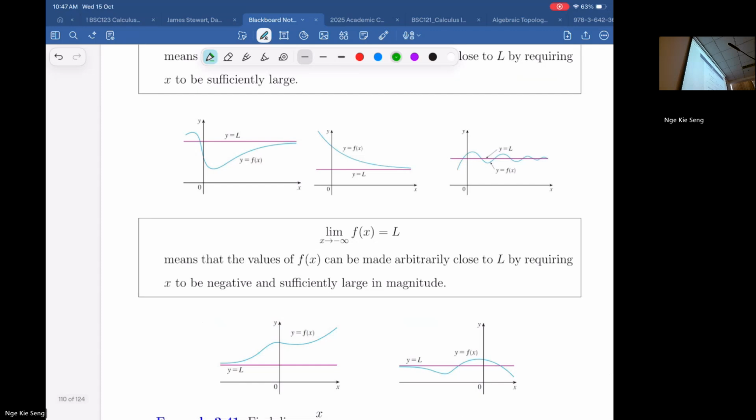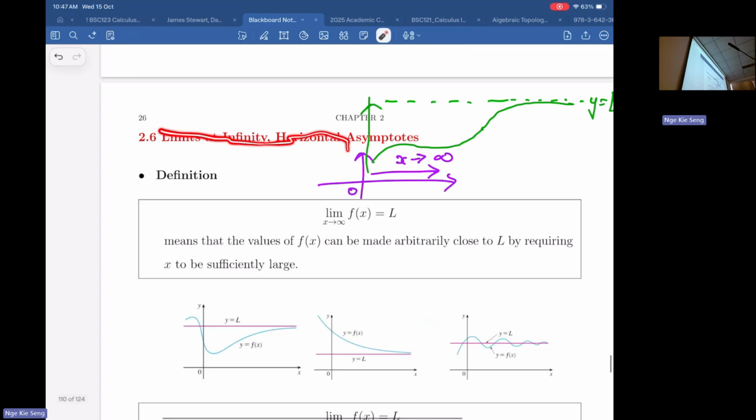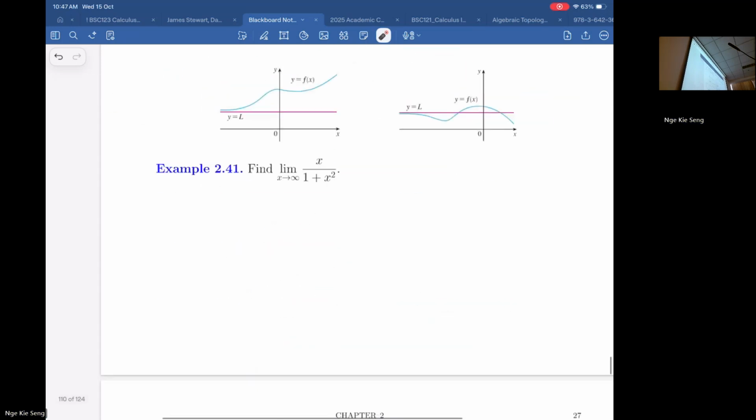Similarly, you can go the other side. You can go to negative infinity, to the left-hand side here, to see what happens to your f.